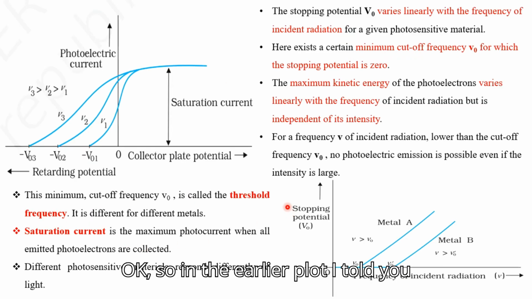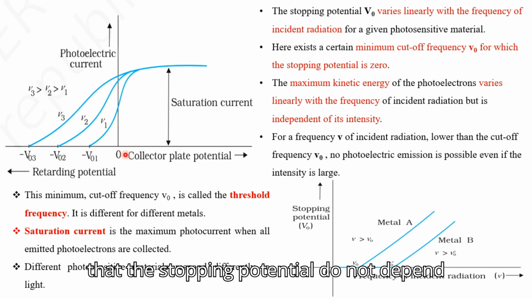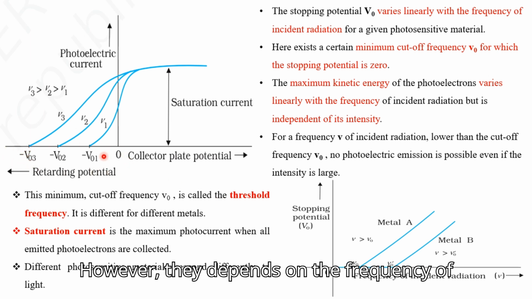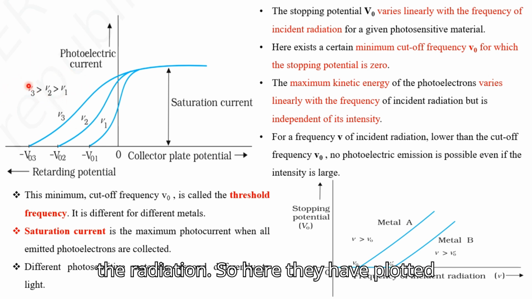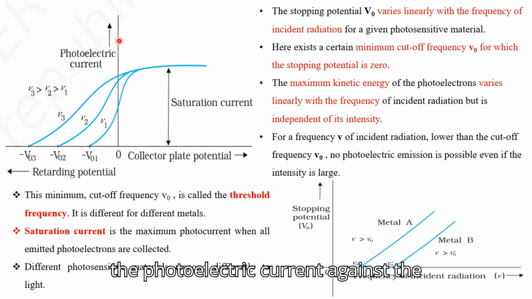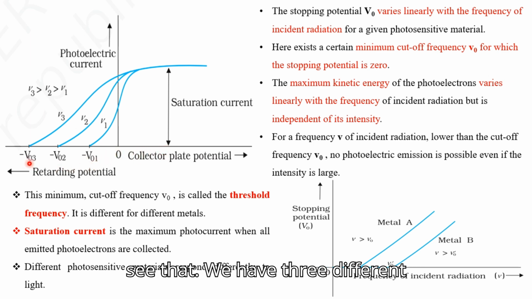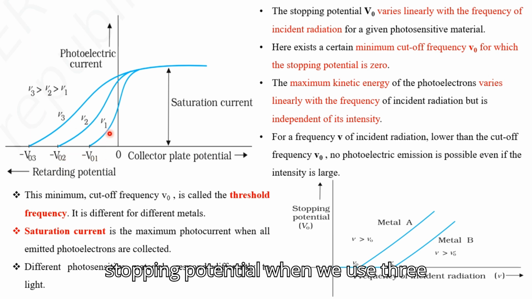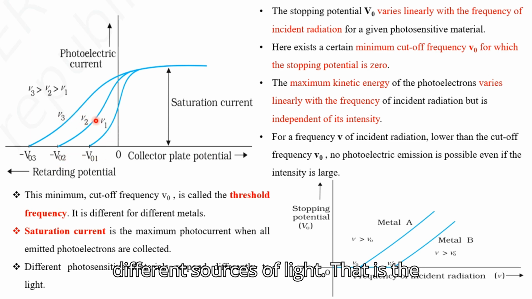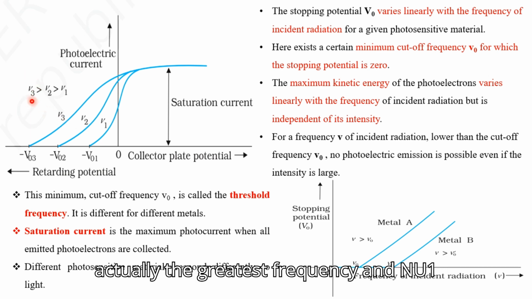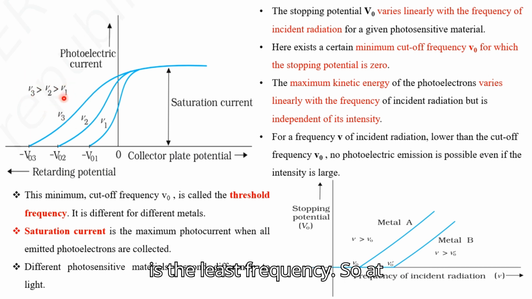Okay, so in the earlier plot, I told you that the stopping potential does not depend on the intensity of the radiation. However, it depends on the frequency of the radiation. So here they have plotted the photoelectric current against the potential of the plates. We can see that we have three different stopping potentials when we use three different sources of light, that is the frequencies nu1, nu2, and nu3, where nu3 is the greatest frequency and nu1 is the least frequency.